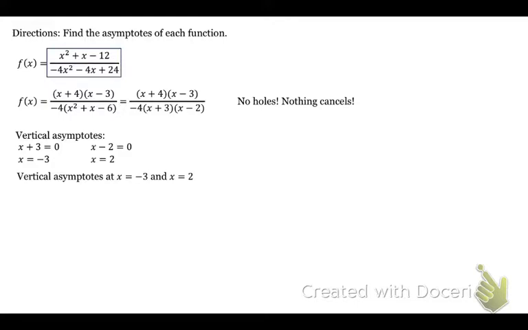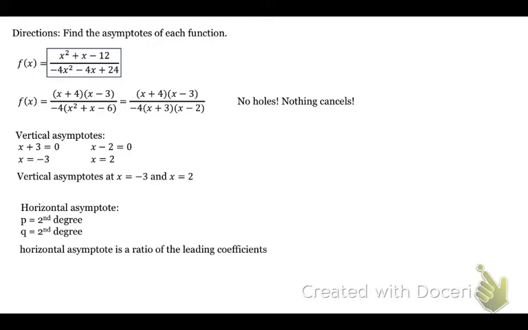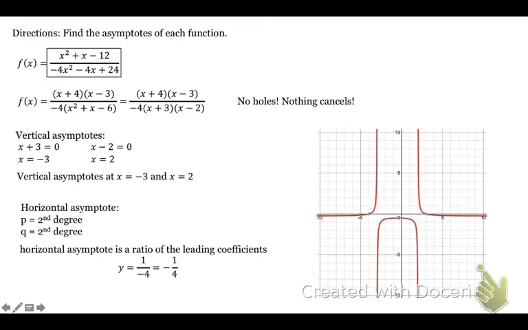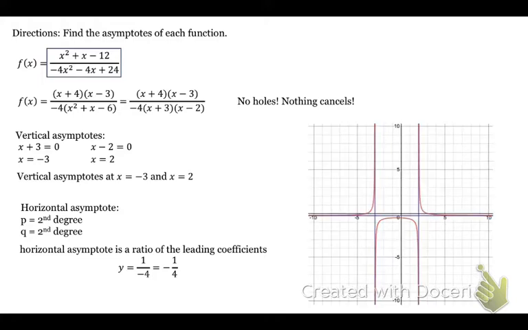And then we're going to just look back at that original one because it is in simple form. So then we want to find our horizontal asymptote. The degree on top is second degree. The degree on bottom is also a second degree. So that means the horizontal asymptote is a ratio of the leading coefficients because P equals Q. I forgot to write that, but P equals Q. So that means the leading coefficient on top is a 1. The leading coefficient on bottom is a -4, so that's going to be -1/4. So we have a horizontal asymptote at y equals negative 1/4. And then we have vertical asymptotes at x equals negative 3 and x equals 2.